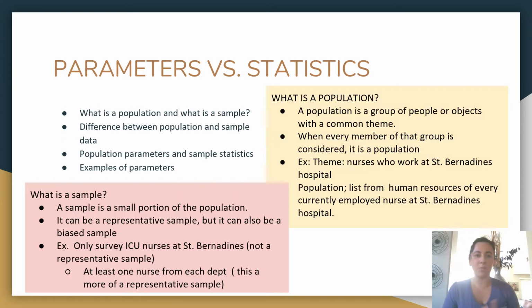Now we're going to get into parameters versus statistics. First, we're going to look at what a population is and then what a sample is. So what is a population? A population is a group of people or objects, because we also think of individuals. A population is a bunch of those individuals. A population is a group of people or objects with a common theme. When every member of that group is considered, it is a population.